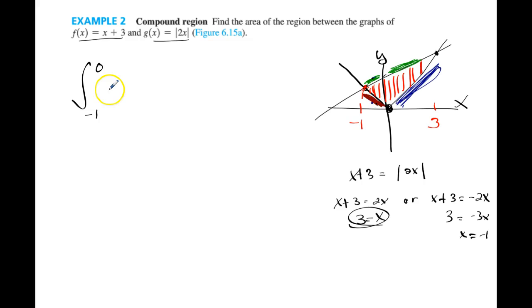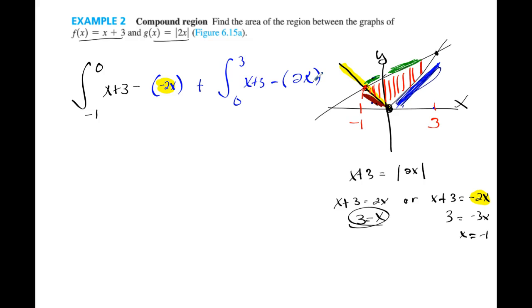So the green function is the line, the upper function, minus the lower function. And the equation of the lower function is just a line. In fact, I wrote it down here. It's negative 2x. So absolute values are just two lines. So it's minus a negative 2x. But then I'm going to add the integration from 0 to 3 of the upper function, which is still the green line, minus the lower function, which is the positive side of the absolute value.